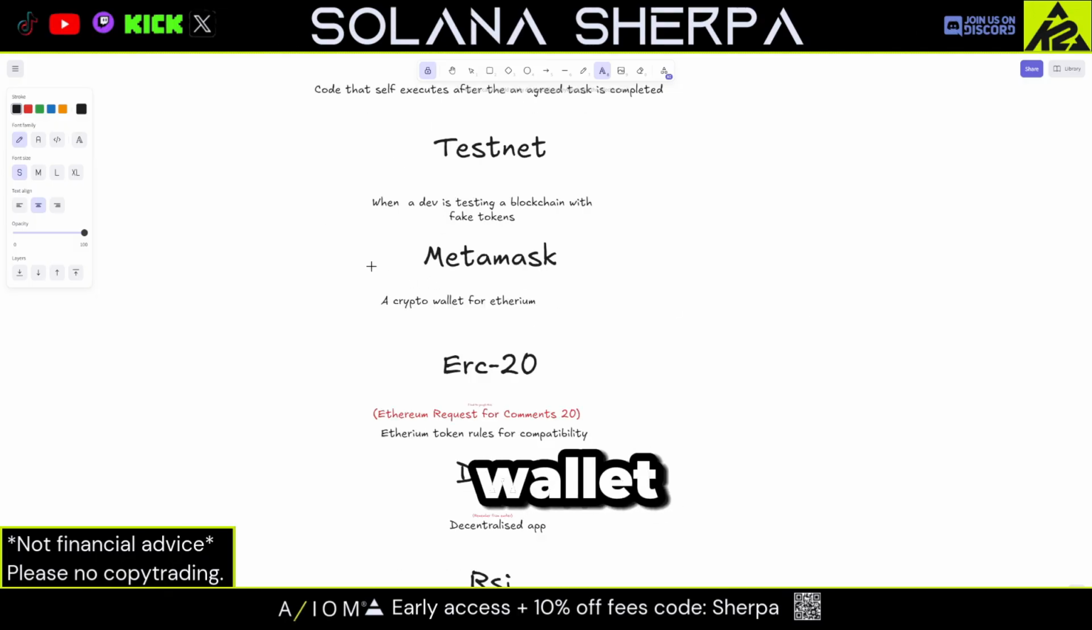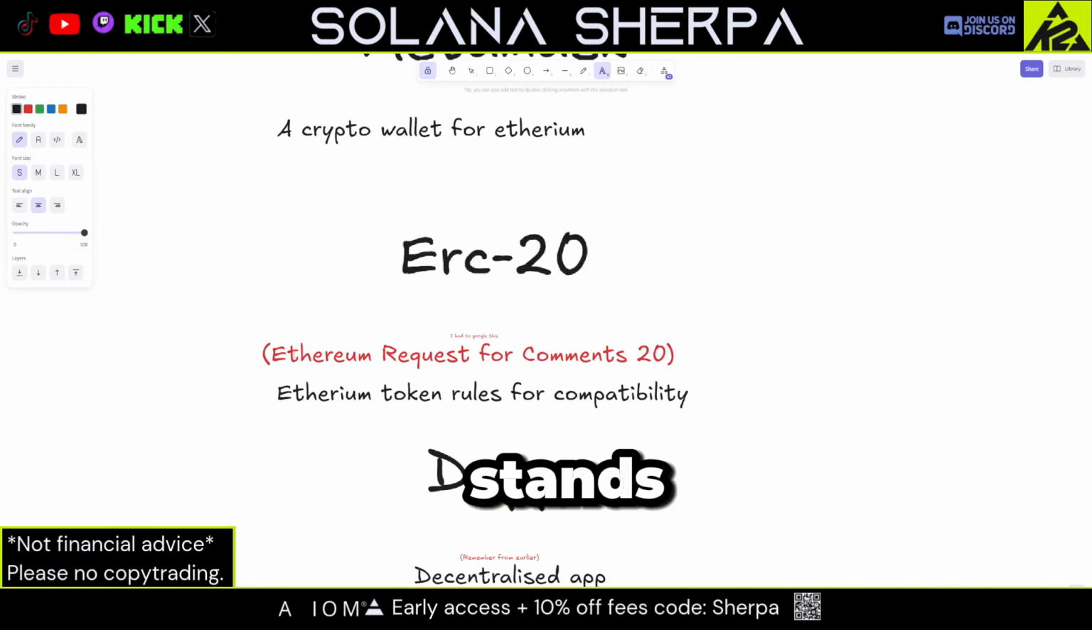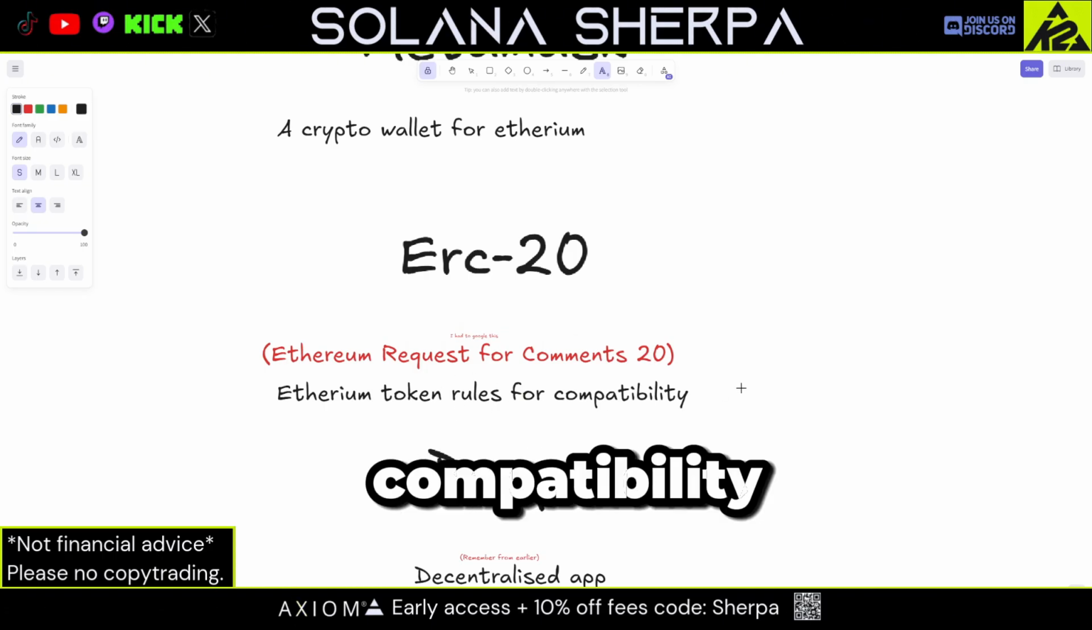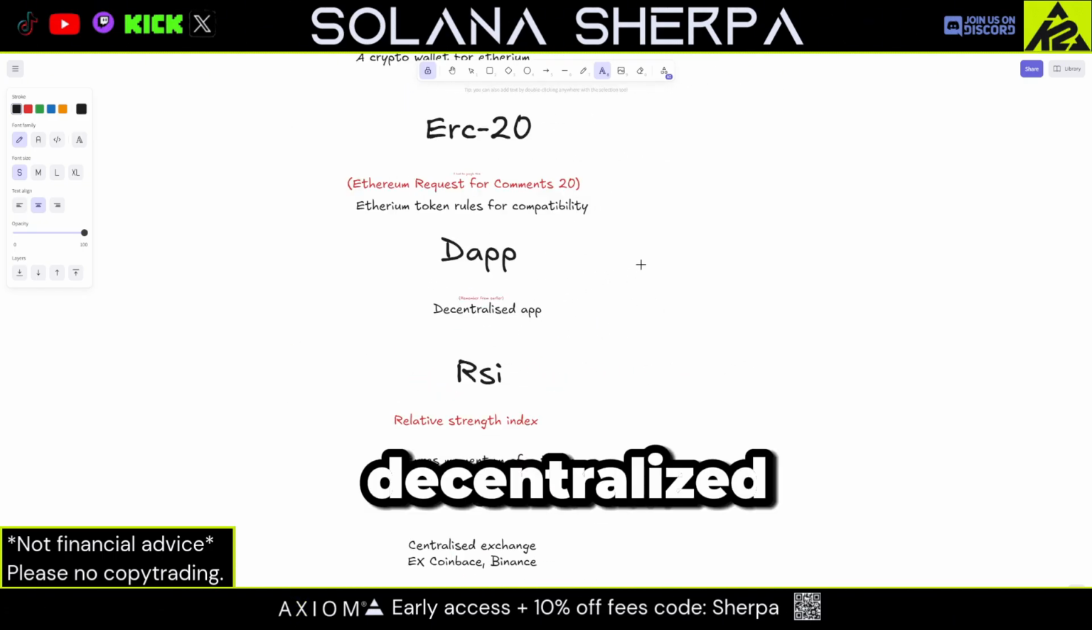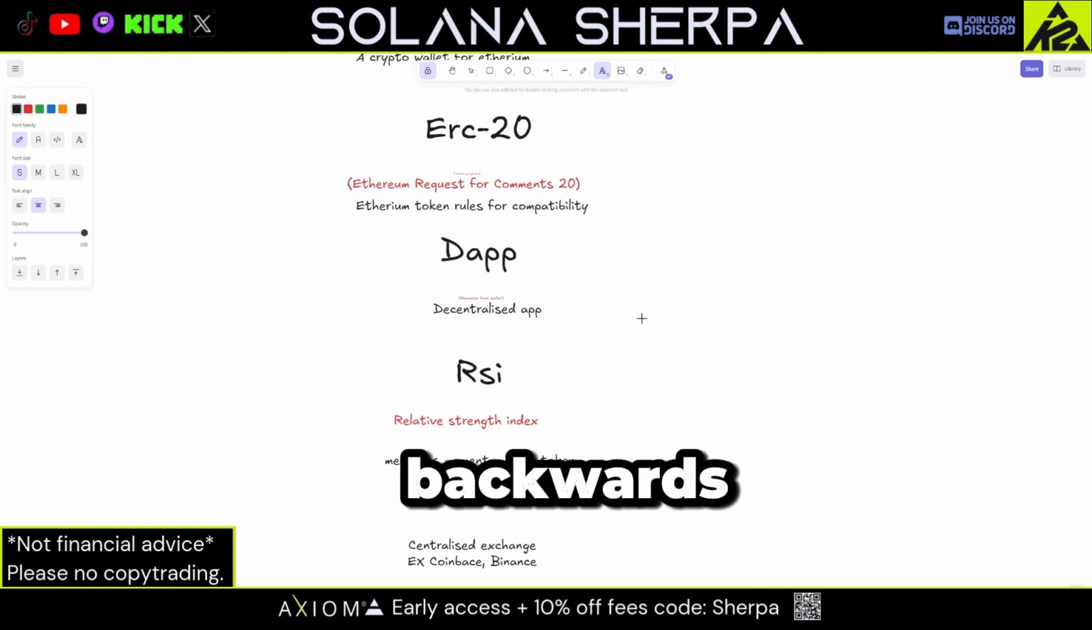Metamask is just a crypto wallet for Ethereum. ERC20 stands for Ethereum Request for Comments 20, which is just Ethereum token rules for compatibility with other tokens. A Dapp is a decentralized app, if you remember what decentralized means from earlier on. Otherwise, you can just click backwards and check now.